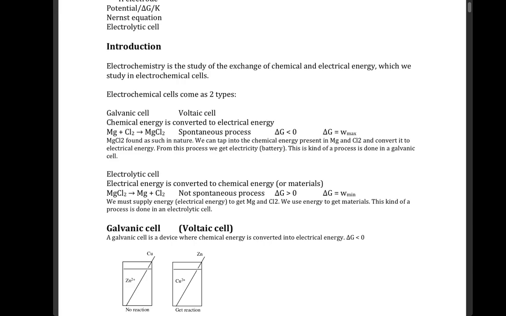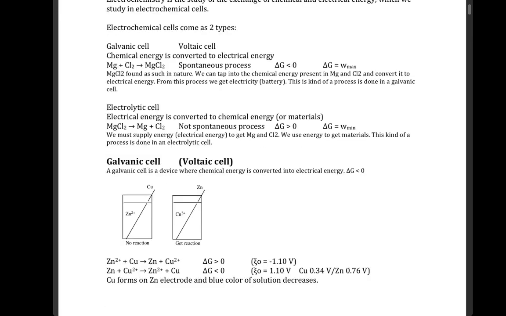The galvanic cell, which could also be called a voltaic cell, is also a battery, and in it, chemical energy is converted to electrical energy. For example, take the reaction Mg plus Cl2 forming MgCl2. This is a spontaneous reaction. That is to say, delta G is less than 0.